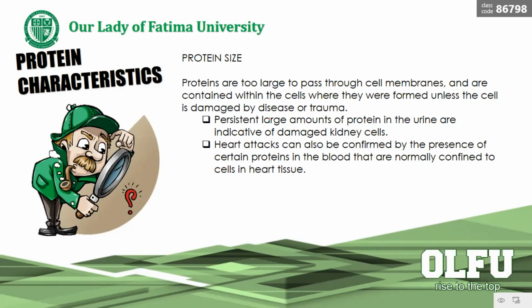So sabi diyan, persistent large amounts of protein in the urine may be an indicative of damaged kidney cells. Okay? So persistent, no? Pwede kasi minsan mataas yung protein sa ihi because of a certain trauma, kung halimbawa na aksidente, nagkaroon ng internal bleeding, possible naman yan. Pero kung persistent na lagi, kahit after the trauma na, is an indicative na may problema yung kidney natin.